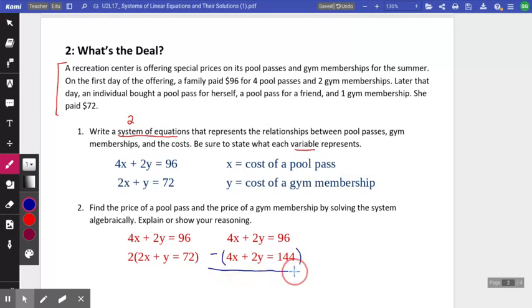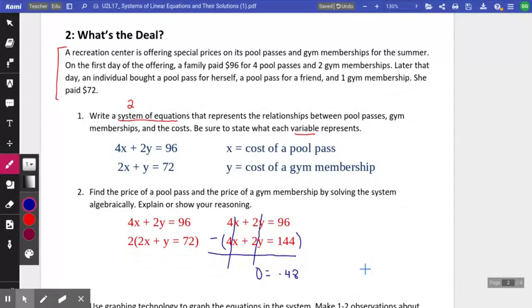Now when I do that, I get 4x minus 4x. That cancels out, or eliminates. That's what I was trying to do. But when I keep going through, I've got 2y minus 2y. That also eliminates. I've got nothing left over on that left side of the equation, so that means it's just a 0. And then over here, goodness, 96 minus 144. Is that negative 48? Yes, it is. So we're left with no variables because both of my variables eliminated. I'm just left with 0 equals negative 48. Okay.